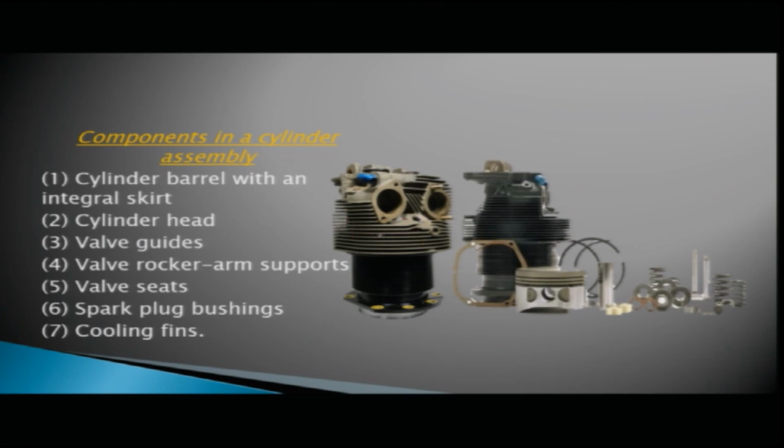You can see here the cylinders also have cooling fins. You can see the fins here. So, the main components in a cylinder assembly are: cylinder barrel with a skirt, cylinder head, valve guides, valve rocker arms, valve seats, spark plug bushings and the cooling fins.